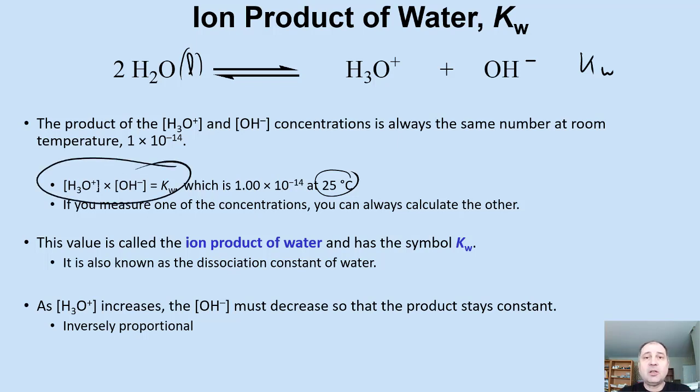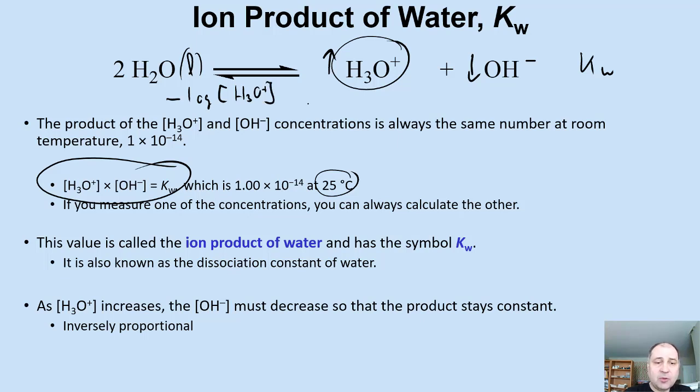And then according to Le Chatelier's principle, if one goes up, the other one goes down, and vice versa. And so you can calculate the hydroxide concentration from the hydronium ion concentration. You can also calculate the pH. So we know that the pH is equal to the negative log of the hydronium ion concentration.